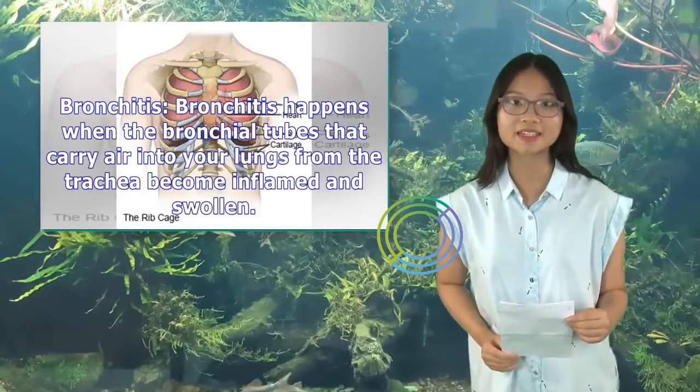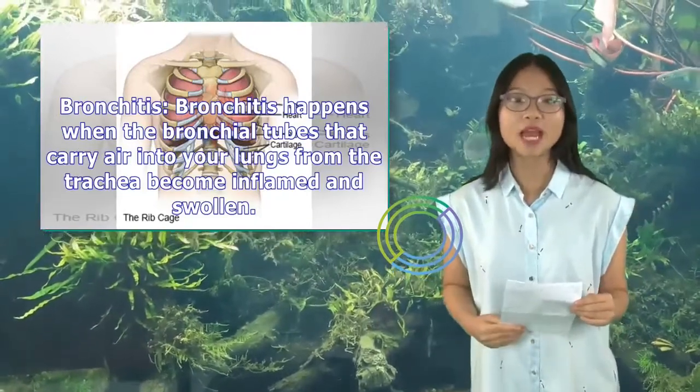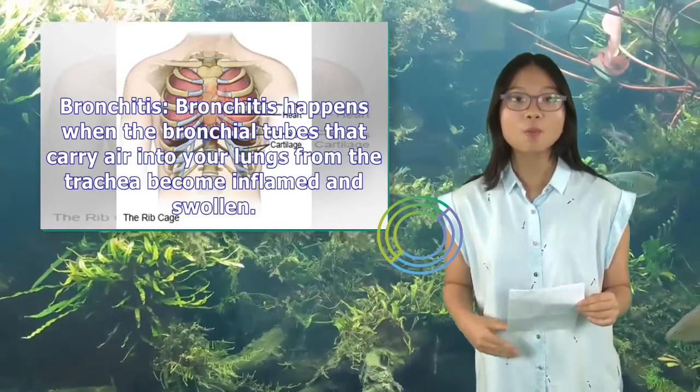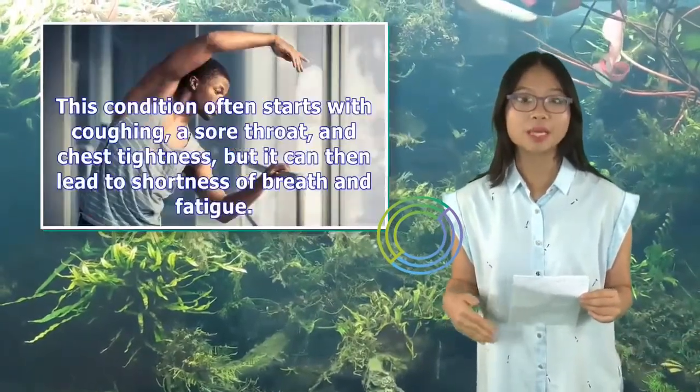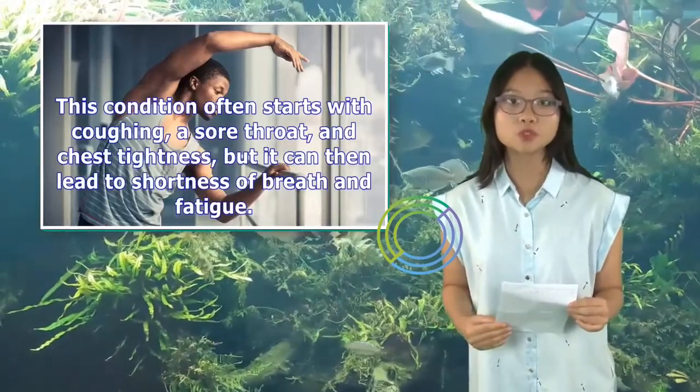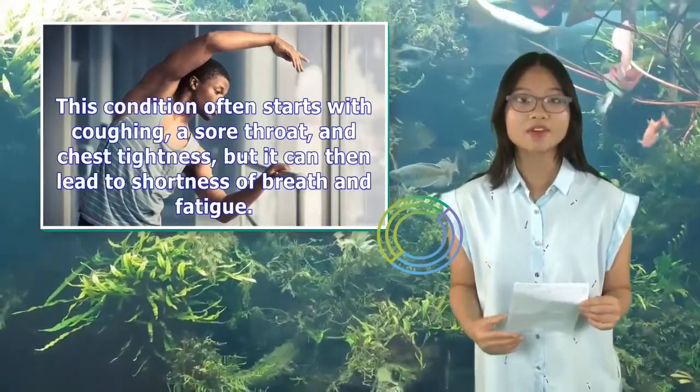Bronchitis. Bronchitis happens when the bronchial tubes that carry air into your lungs from the trachea become inflamed and swollen. This condition often starts with coughing, a sore throat, and chest tightness, but it can then lead to shortness of breath and fatigue.